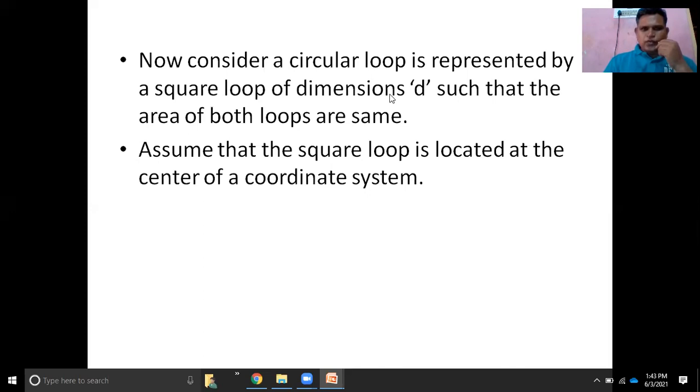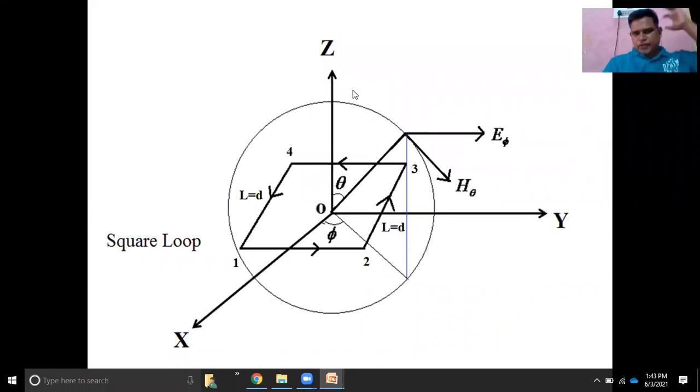Okay, we are assuming a square loop is located at the center of the coordinate system. The side of the square loop is d. This d is equal to the diameter of the circular loop. Let us see, here we are assuming a square loop. If the current is passing in this loop, this is the direction of current passing through this loop.